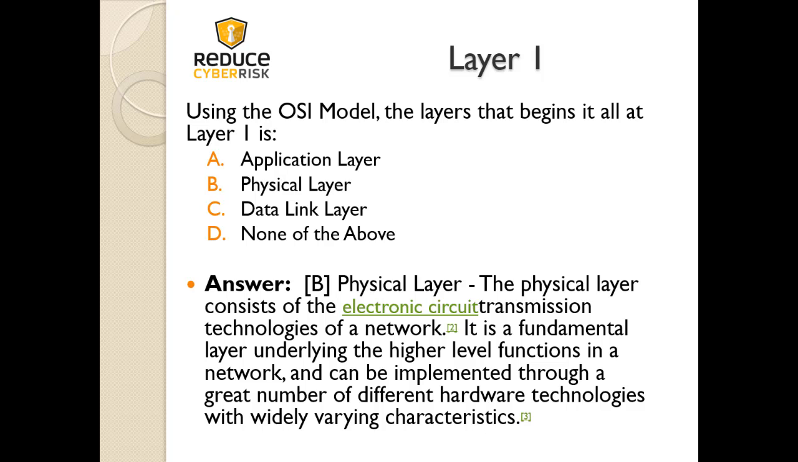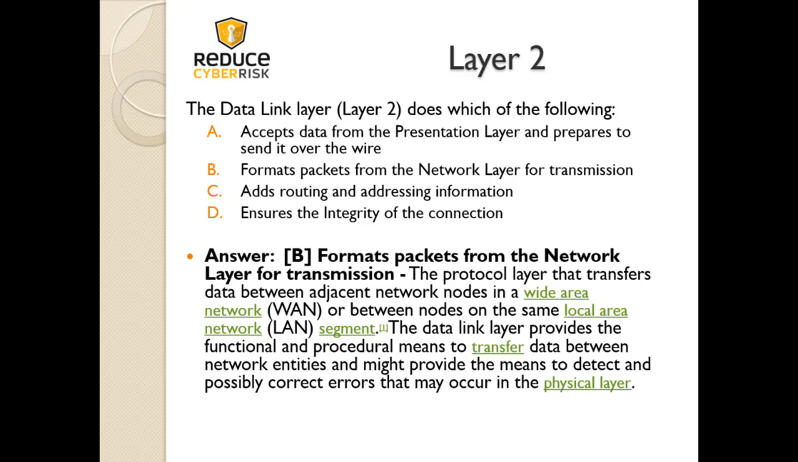The physical layer really consists of all of the electronic connections, the circuits, everything that works in place there. It transmits all the technologies to make your network work. As Wikipedia says, it's the fundamental layer underlying the higher level functions in a network. It can be implemented through a great number of different hardware technologies with wide-ranging, varying characteristics. Basically, it's the part that connects everything together. The data link layer connects a server and another server, but the physical layer is the physical box itself and the physical connectivity. So that is layer 1 of the OSI model, the physical layer.